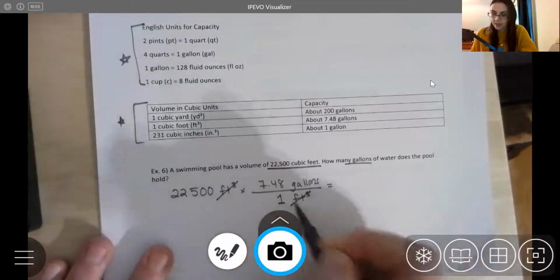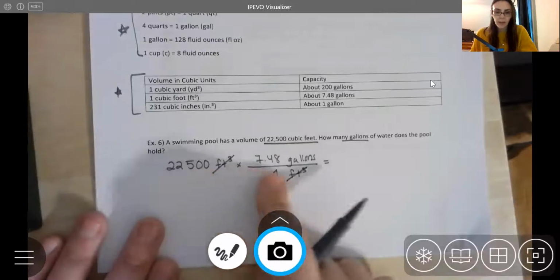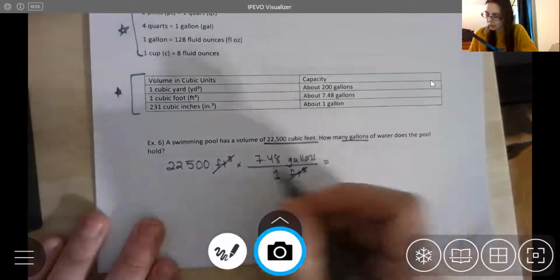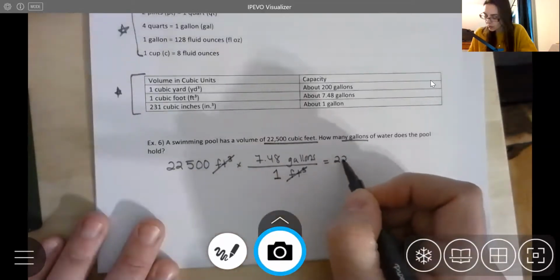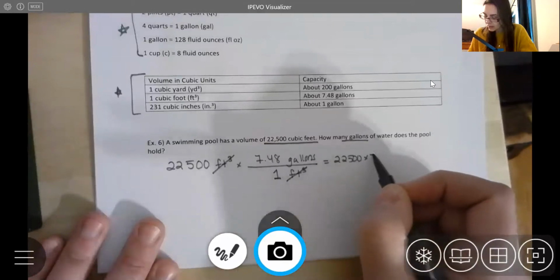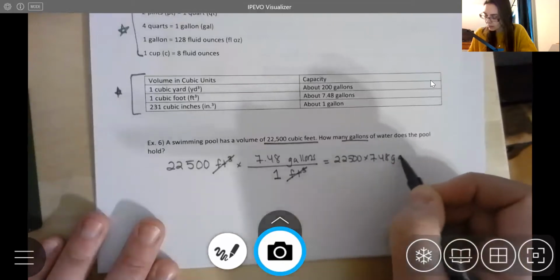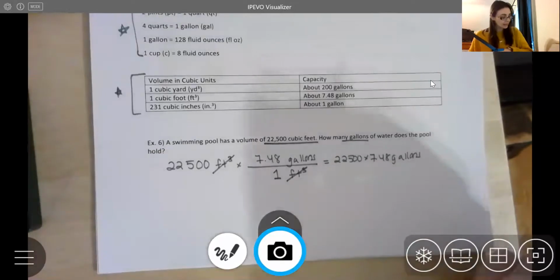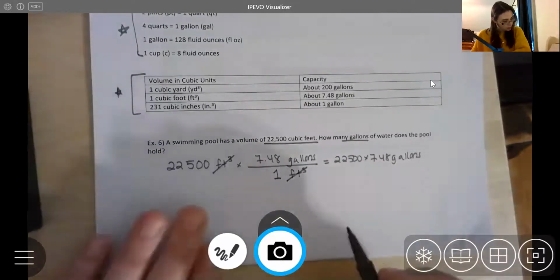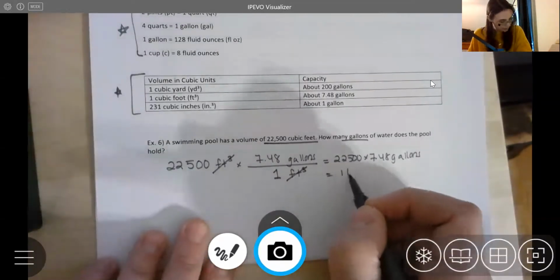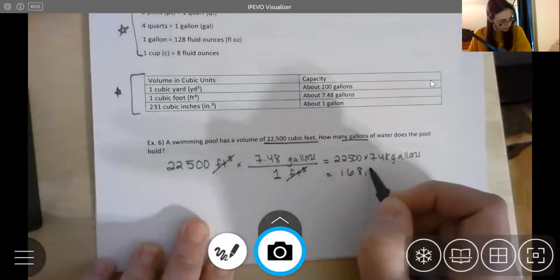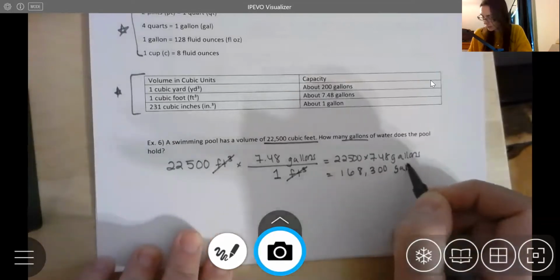So our units will cancel. And then on the bottom, you're just dividing by 1, so that's not really going to change anything. And then you're looking at 22,500 times 7.48 gallons. So let's see, when you multiply that out, you get 168,300 gallons.